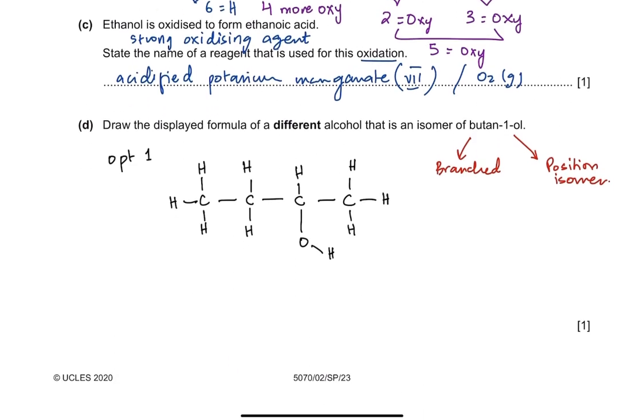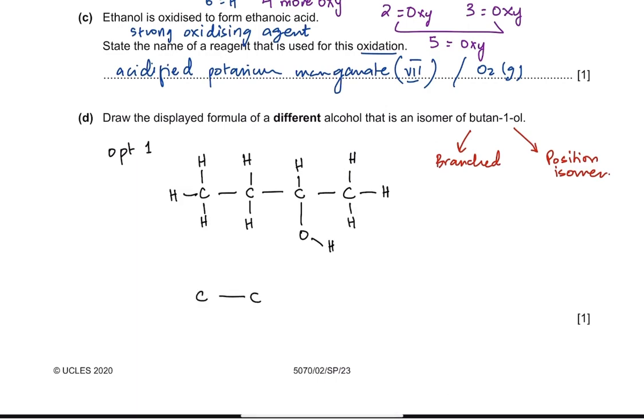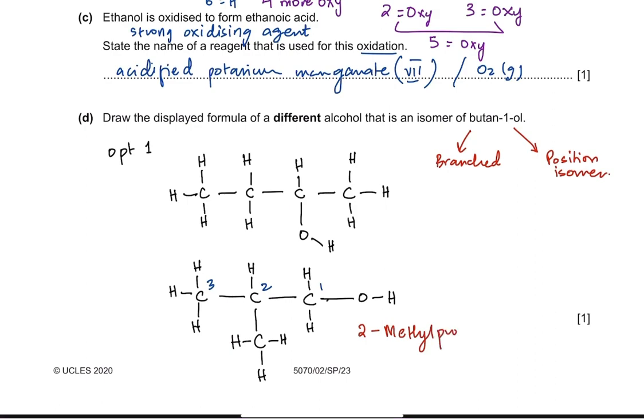Another possibility is to make the compound branched. Instead of having 4 carbons in a chain, I can make it branched like this, and put the OH on carbon 1. This gives a branched alcohol with a total of 4 carbons, but the name will be, based on numbering, 2-methyl, because there's a methyl group on carbon number 2, so 2-methylpropan-1-ol. And the name for the first compound was simply butan-2-ol.